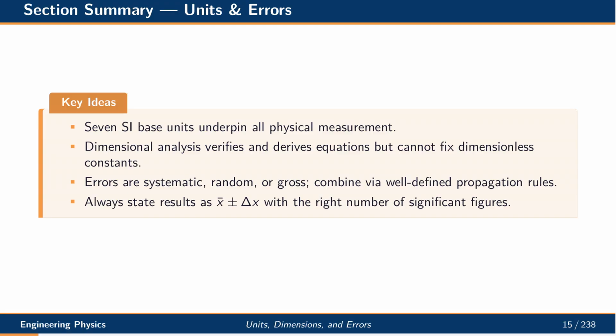Let us summarize this section. SI base units underpin all physical measurement. Dimensional analysis verifies and derives equations, but cannot fix dimensionless constants. Errors come in systematic, random, and gross types, and combine through well-defined propagation rules. Finally, every reported result must be written as a mean value with its associated uncertainty and the correct number of significant figures.